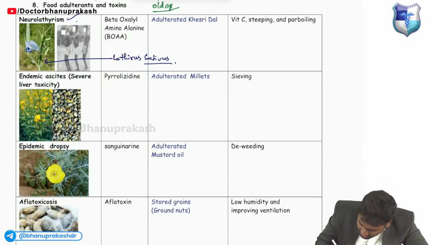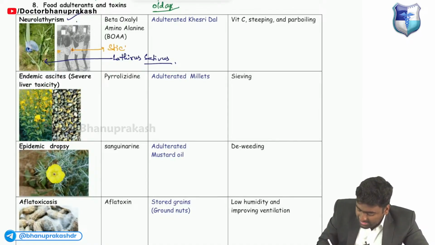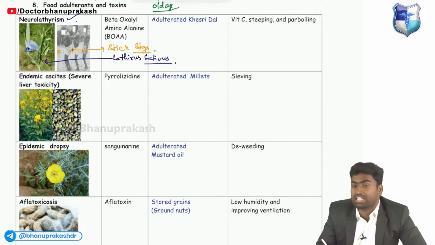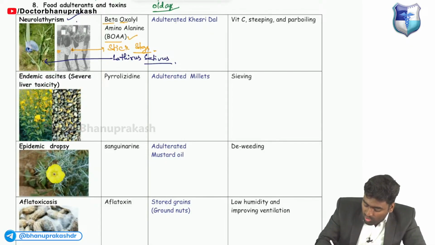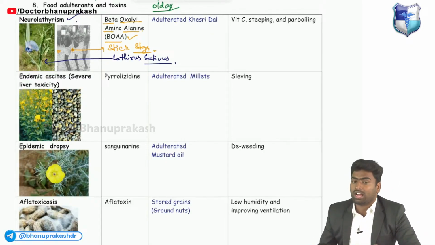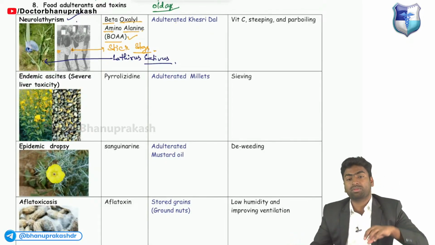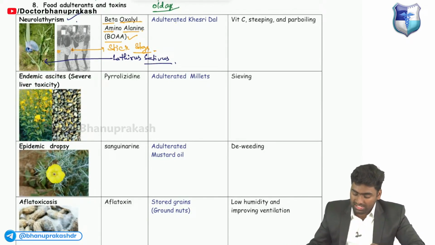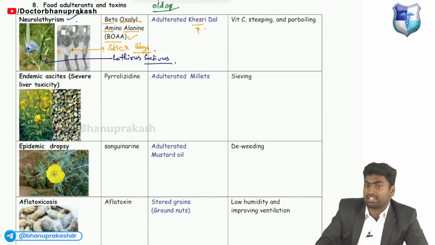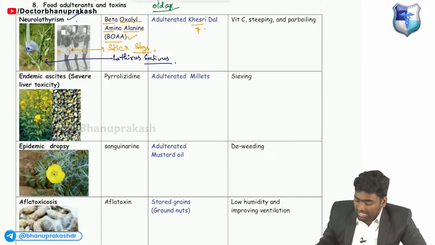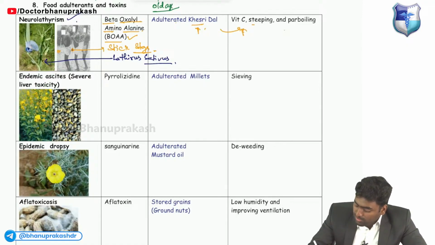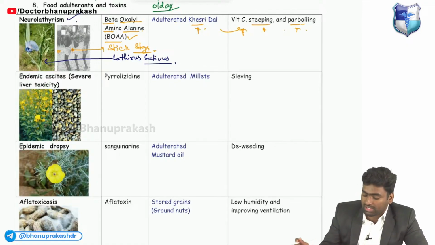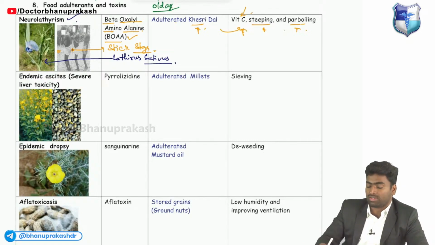And in neurolathyrism, they will hold a stick, so it will be staged as stick stages. They will have a toxin known as BOAA, beta oxalyl aminoalanine, which causes neurolathyrism, and it is due to adulterated khesari dal. Next, how will you remove this? We can remove it by adding ascorbic acid, which is vitamin C, or also by steeping and parboiling. To treat, we'll use vitamin C.